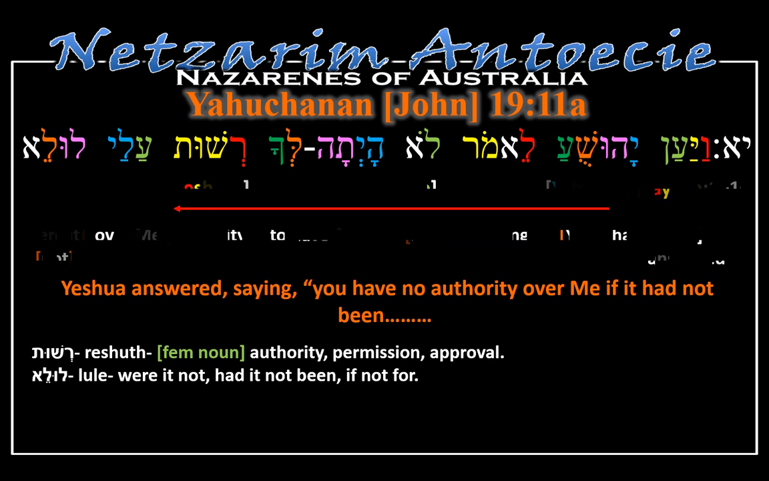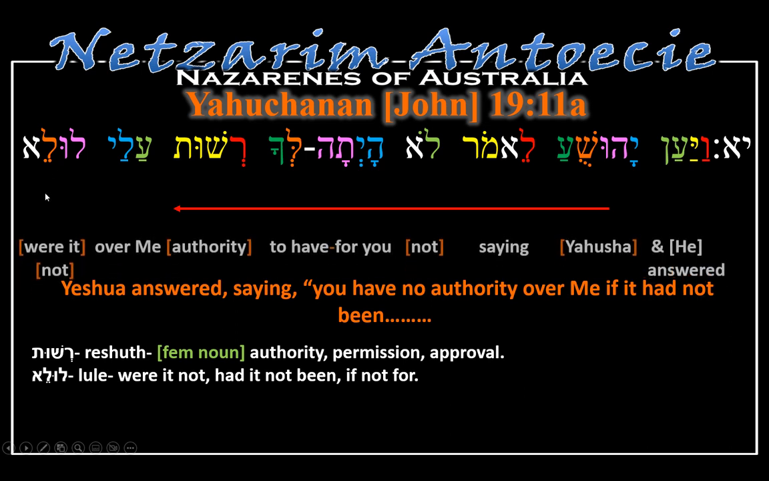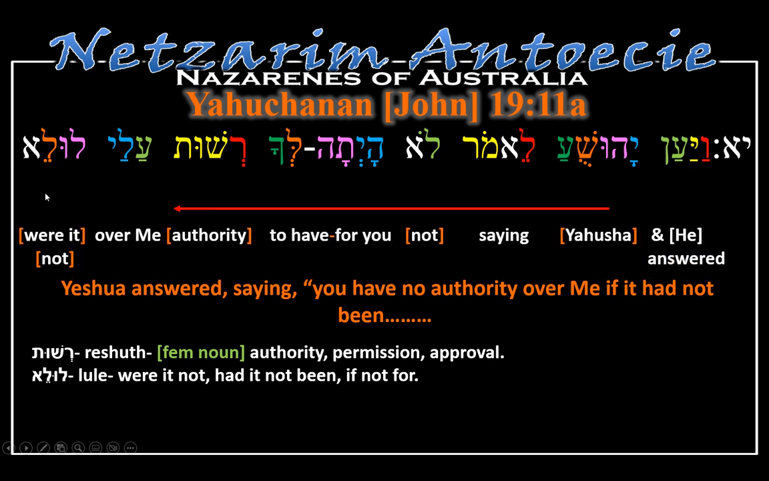So let us read that now. And it is, Vaya'an Yahushua, lemor lo hayta lecha reshut alai lule. With the translation, and he answered Yeshua, saying, not to have for you authority over me, were it not.